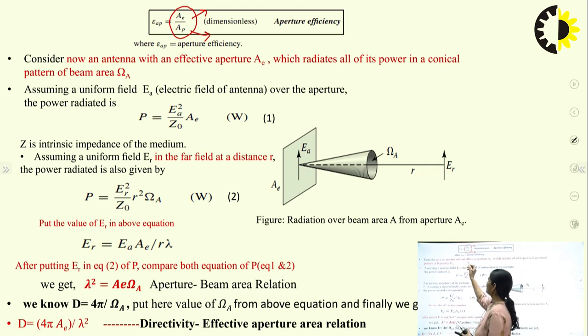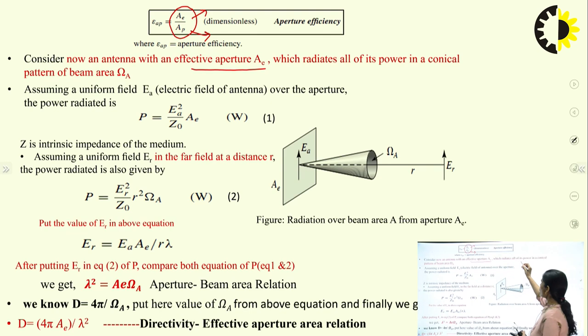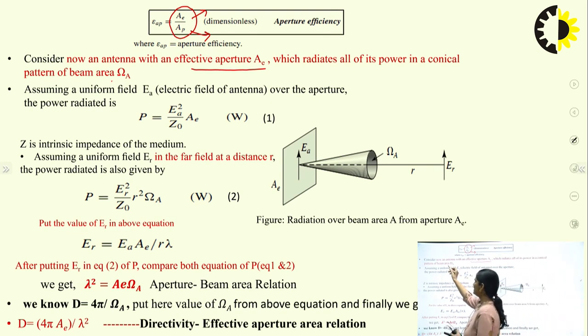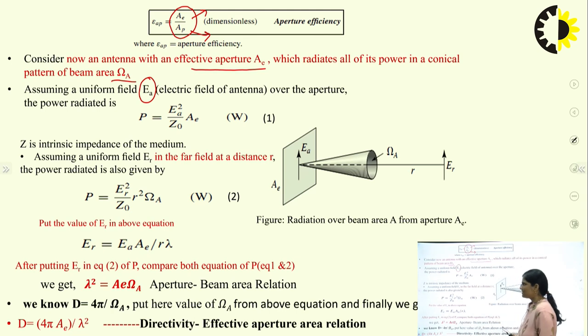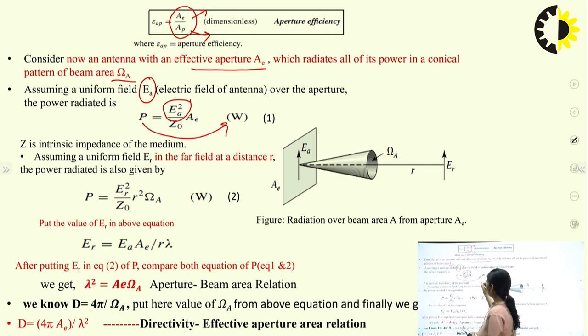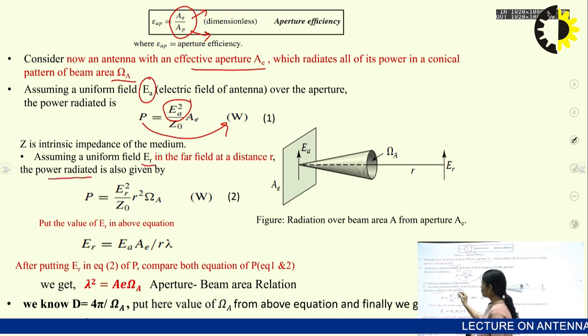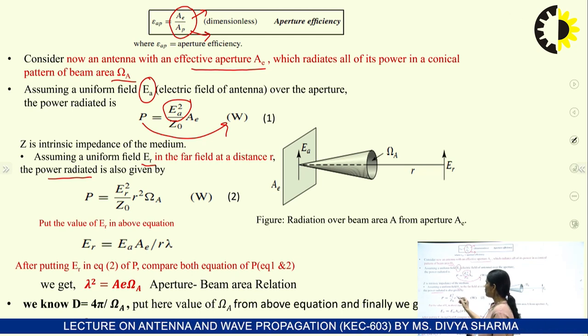Now let us consider an antenna with effective aperture AE, which radiates all of its power in a conical pattern of beam area omega A. Let us consider a uniform electric field denoted by EA over the aperture. The radiated power for this uniform field is P = EA squared upon Z naught times AE, in watts. Here Z naught is the intrinsic impedance of the medium. Now assuming the field at distance R is uniform, denoted by ER, the power is P = ER squared upon Z naught times R squared omega A.